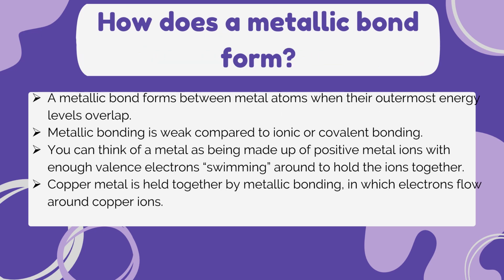So let's talk about the metallic bond. The metallic bond forms between metal atoms when their outermost energy levels overlap. The metallic bond is weak compared to the ionic or covalent bond. You can think of the metal as being positive ions with enough valence electrons around to hold them together. One copper atom is held by the metallic bond to another copper.